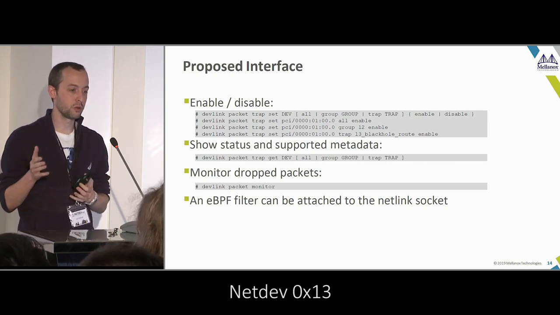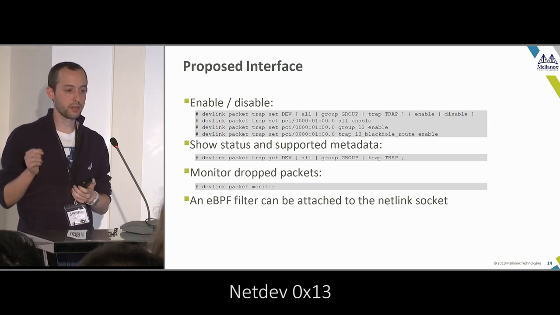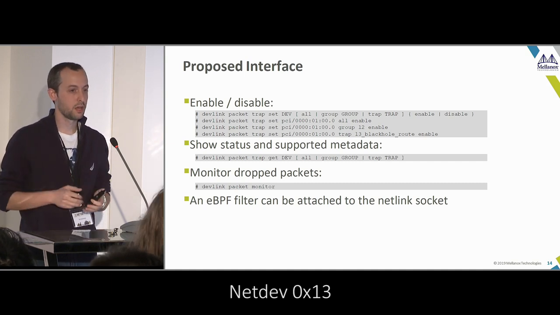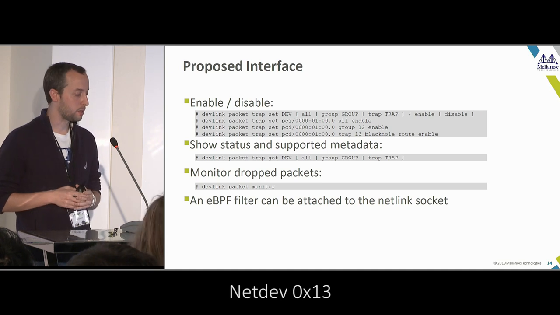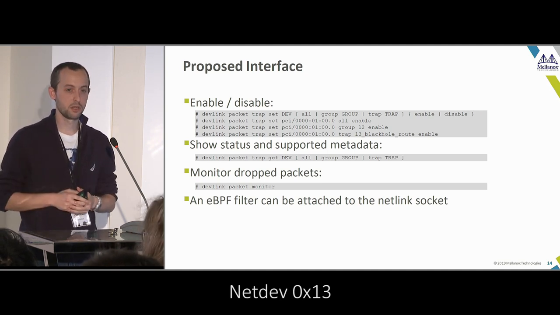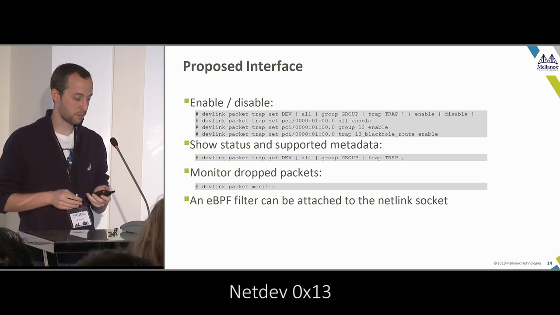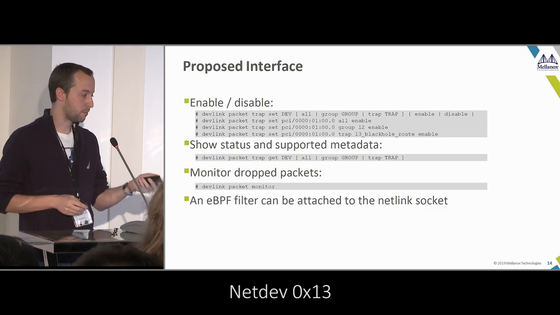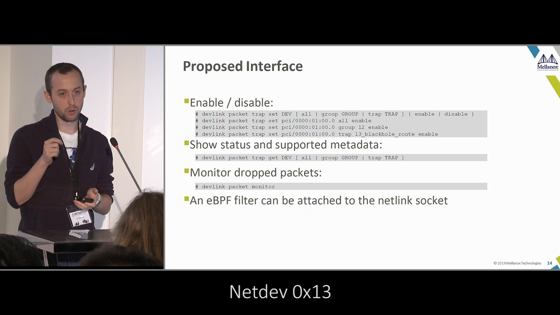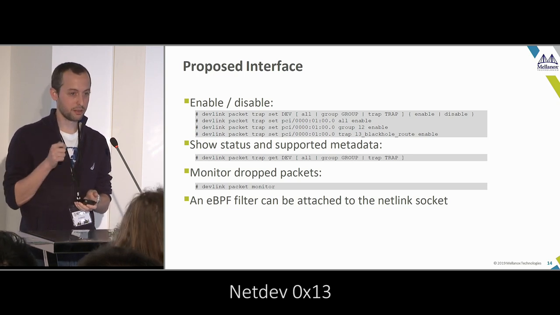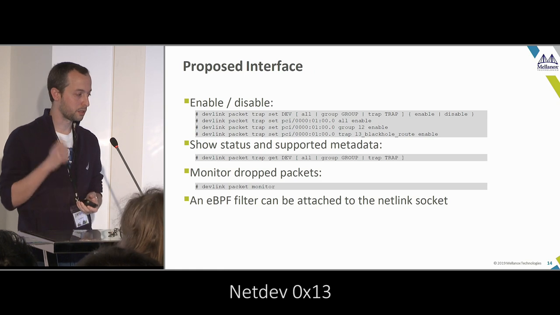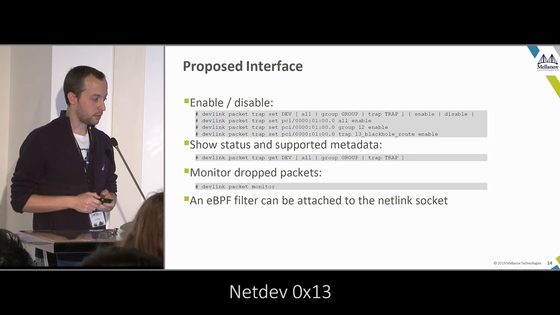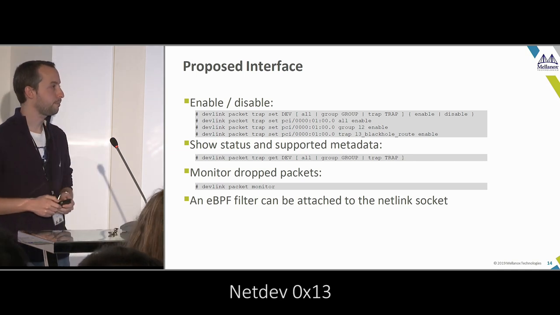And if you only want to get statistics, like you don't care about individual packets, you only want to know how many packets were dropped due to each reason, we can use an eBPF filter on the netlink socket and just share these counters using an eBPF map with user space. I also have backup slides for the more low level netlink API, but I don't have enough time, and we can go over it later if you want. And that's it. Questions?